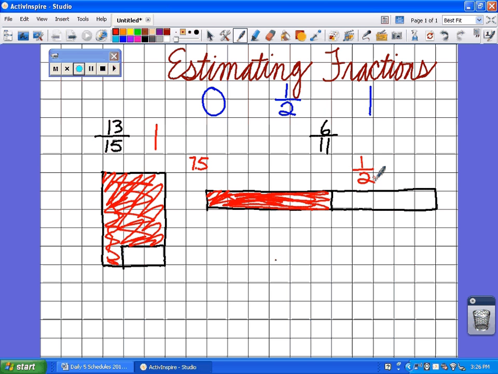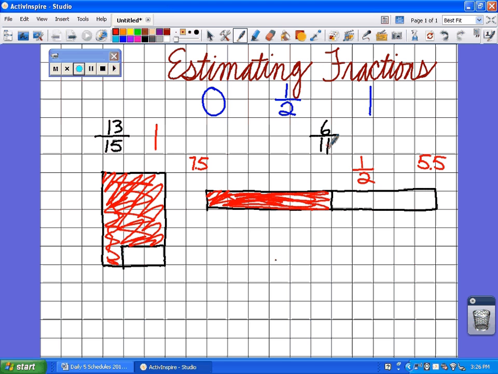And just like before, we could find half of the denominator, which in this case is 5.5. And 6 is only 1/2 away from 5.5. It's 5 away from 11, so that means it's closer to 1/2 than it is to 1 whole.